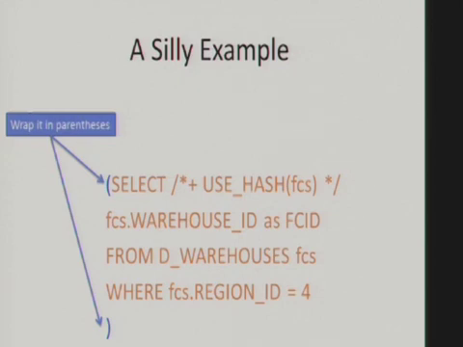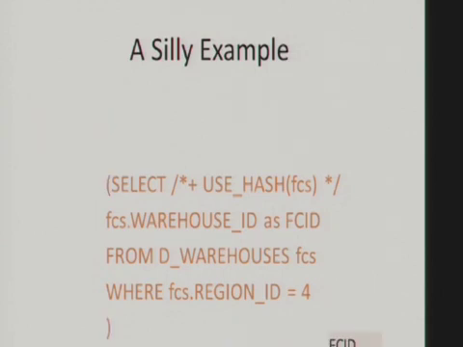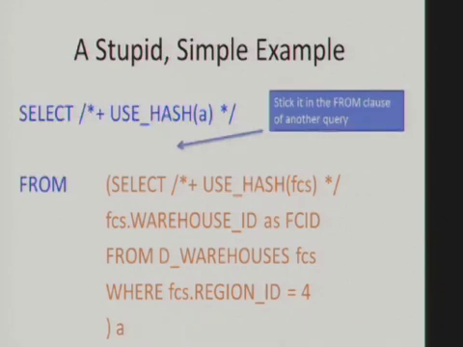It's worth noting that we drop any semicolon. You only have one semicolon in a SQL statement, and it's at the very end. So if you're using subqueries, you drop that off. Wrap it in parentheses, and the results of this subquery are only one line. So basically, this query runs and creates a table with one column. That column's called FCID because we aliased warehouse ID to FCID, and it has one result in it. And so we can then add a table alias, just like we would if this was a table itself.